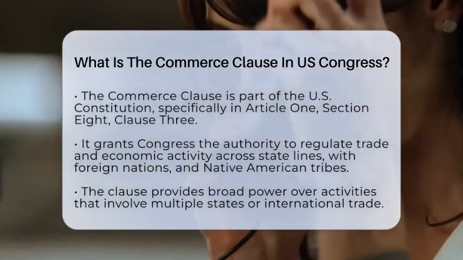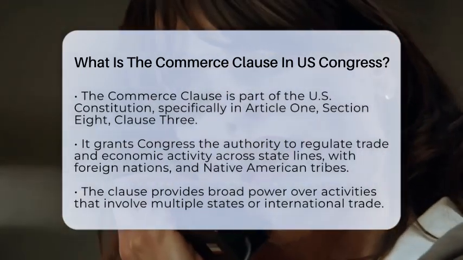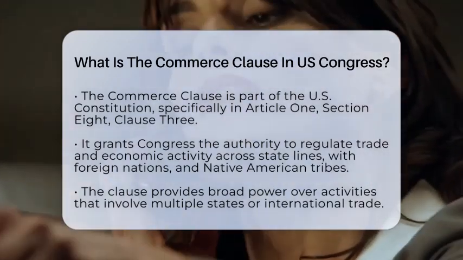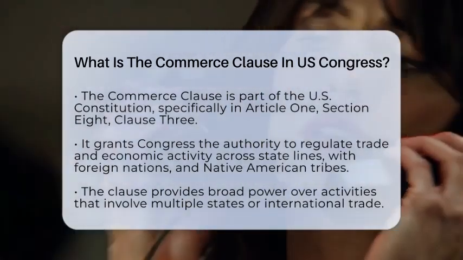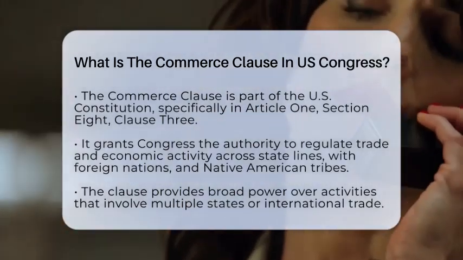The Commerce Clause is a specific provision within the United States Constitution that grants Congress the authority to regulate commerce among the states, with foreign nations, and with Native American tribes. This clause is found in Article 1, Section 8, Clause 3 of the Constitution.